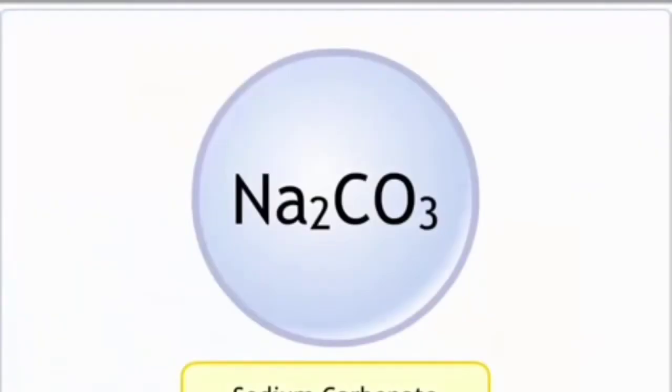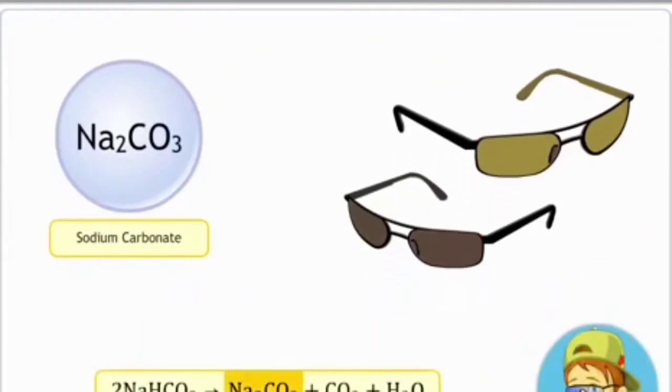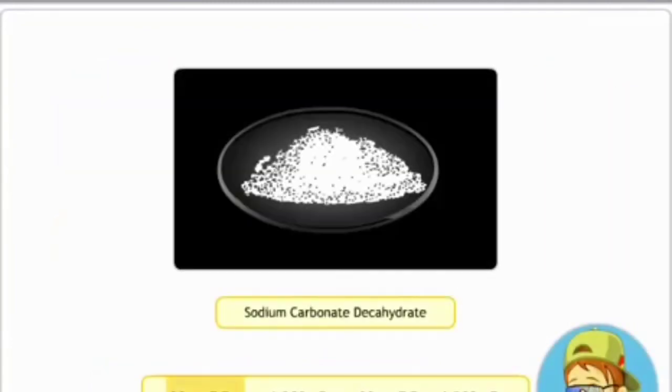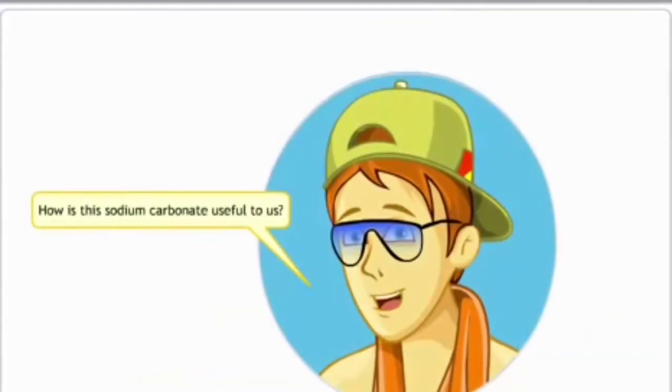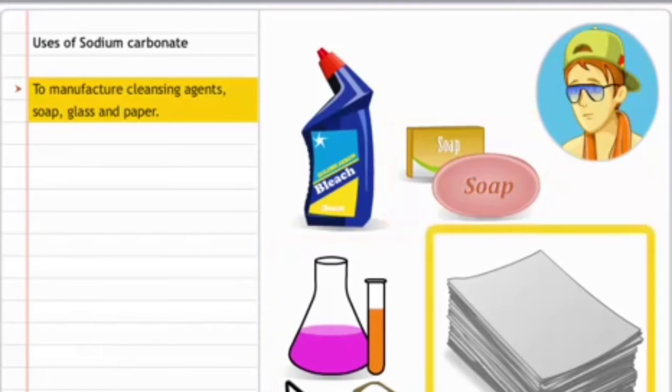Then, do you know what glass is made of? Yes, it is made using sodium carbonate. So how are we obtaining sodium carbonate? When you heat sodium bicarbonate, you will obtain sodium carbonate, carbon dioxide, and water. Then this sodium carbonate, when treated with water, will give you sodium carbonate decahydrate, and that we call washing soda.